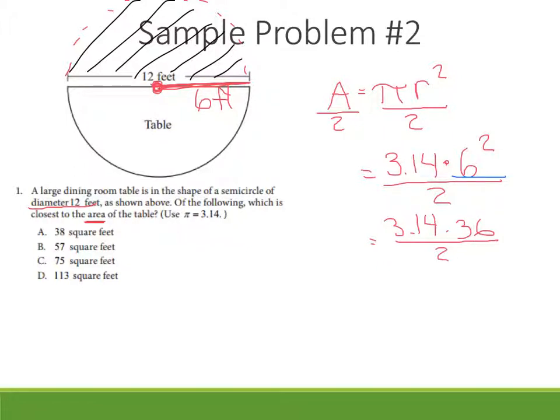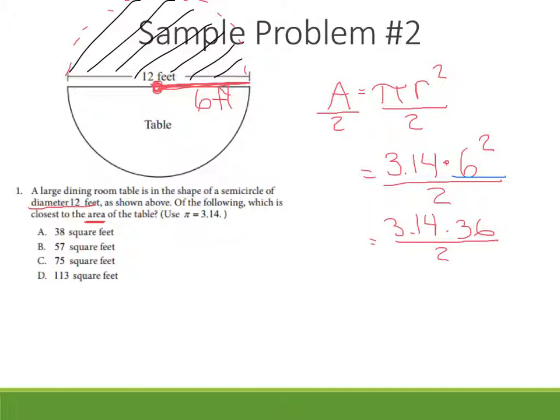Now, I have two options here. I could do the 3.14 times 36. That's going to give me a decimal answer, and then I could divide that decimal answer by 2. But call me crazy, I like to avoid decimal division if I can. So I'm going to do my division with my whole numbers first before I do any multiplication. Since I have a common factor between the top and bottom of this fraction, I can simplify it out now.